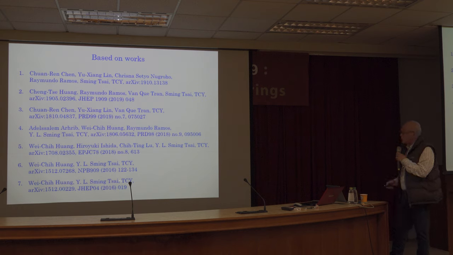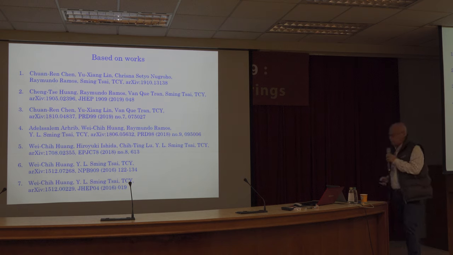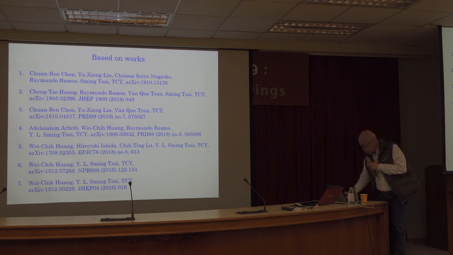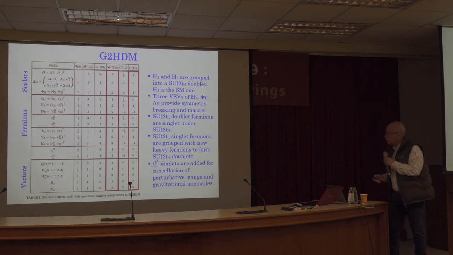The original model was studied by Wei Chao, who is also here, I guess, and Spring Tsai. And then my team at Academia Sinica has followed up with several works on the phenomenology. So the model is actually not very difficult. H1, H2 are two doublets, and we just put the two doublets into a reducible representation of SU(2)_H, the new SU(2)_H.